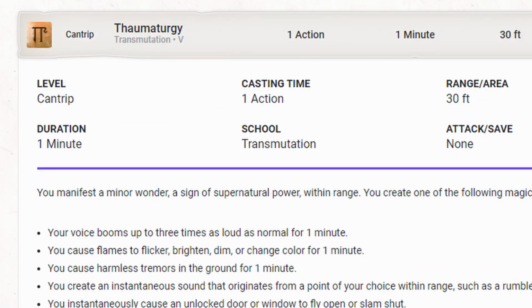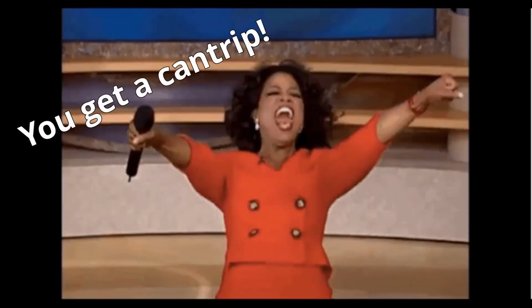Cantrips are basically weak or simple spells that are easily memorized and practiced often so that the caster doesn't need to expend spell slots or prepare them ahead of time in order to cast them. Because of that, you can cast any of your cantrips an unlimited number of times with no penalties.